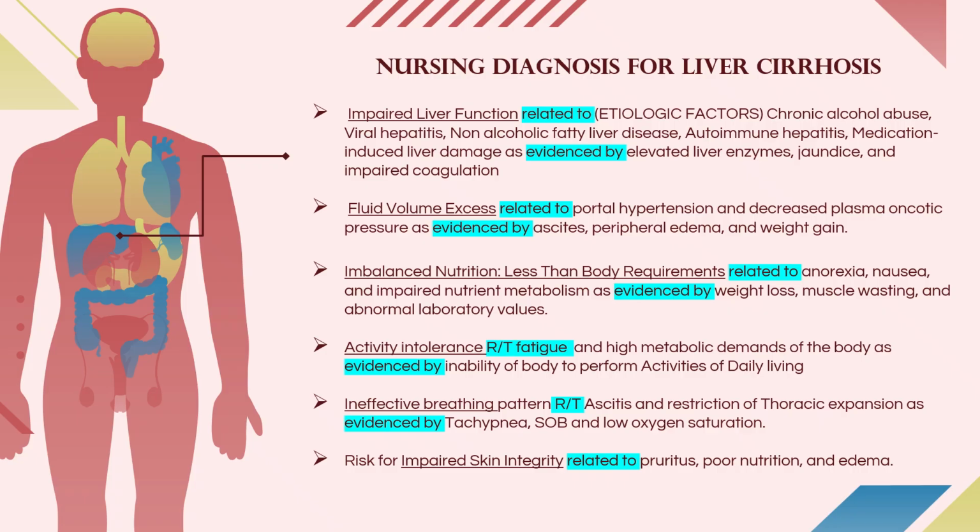Activity intolerance related to fatigue and high metabolic demands of the body, as evidenced by inability of the body to perform the ADL. Ineffective breathing pattern related to ascites and restriction of thoracic expansion because of the ascites, as evidenced by tachypnea, SOB, and low oxygen saturation. After writing the primary diagnosis, we will go for the probable diagnosis. That is a risk diagnosis. Risk for impaired skin integrity related to pruritus, poor nutrition, and edema. You can also add risk for infection because of low immunological status and splenomegaly. So these are a few of the nursing diagnoses, very important for liver cirrhosis.